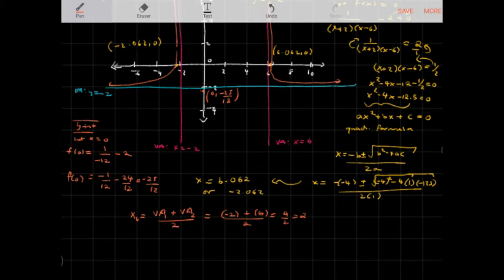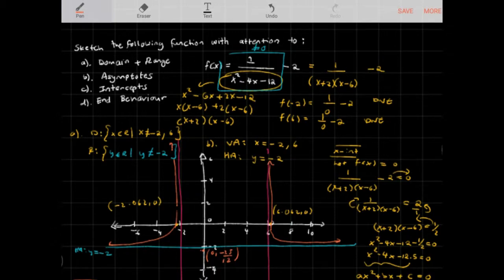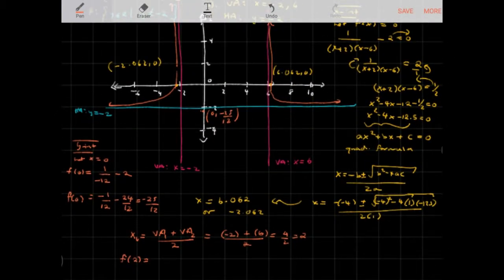Once you have the x value of the vertex, you want to find the y value of the vertex. I'm going to do f of 2 and plug it into my original function. So if I plug in f of 2 into my original function, I'll just use the factored form.